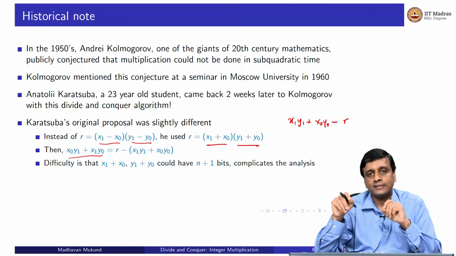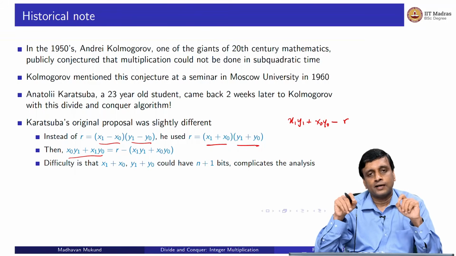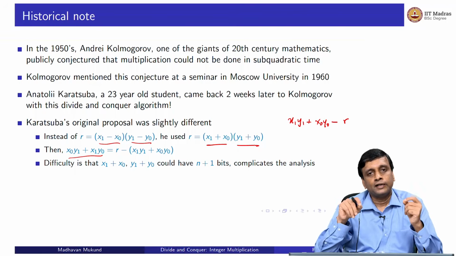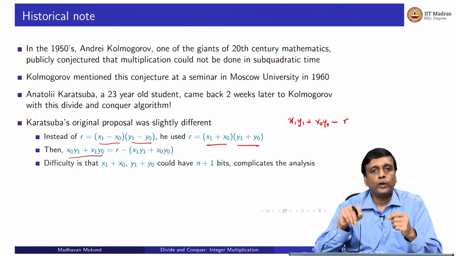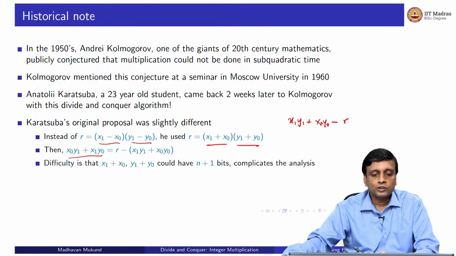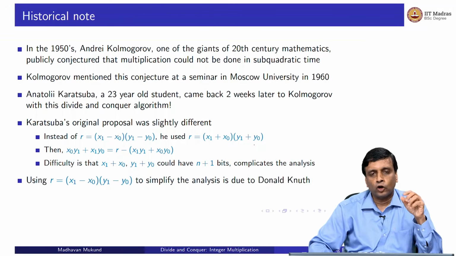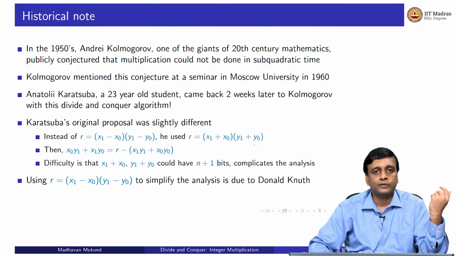And that becomes a little messy to calculate. So the analysis becomes rather messy if you use Karatsuba's thing. It still works, but you have to be a little more sophisticated about the way you do the counting. So the person who actually came up with the simplification that we have used here was Donald Knuth, who is again a towering figure of computing, if not mathematics, from the 20th century, and continues to be a towering figure.